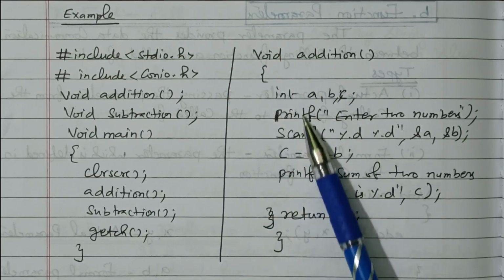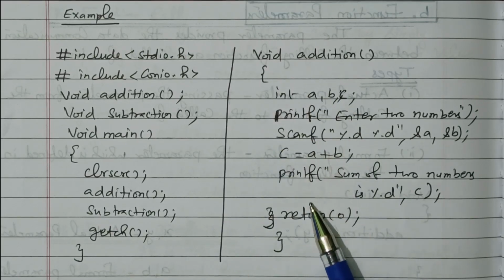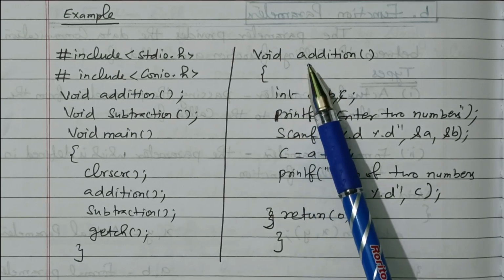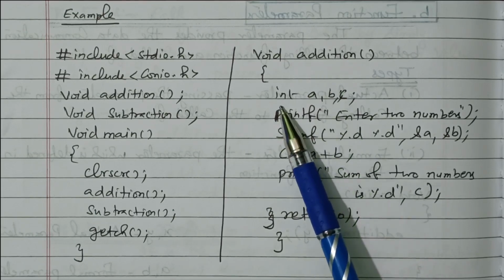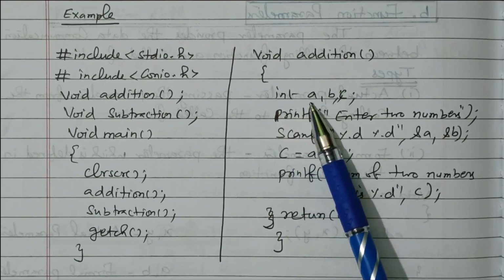This is the function definition. A set of instructions will be there. In the addition function, we are going to perform the addition of two numbers. So we declare two integer variables, a and b.